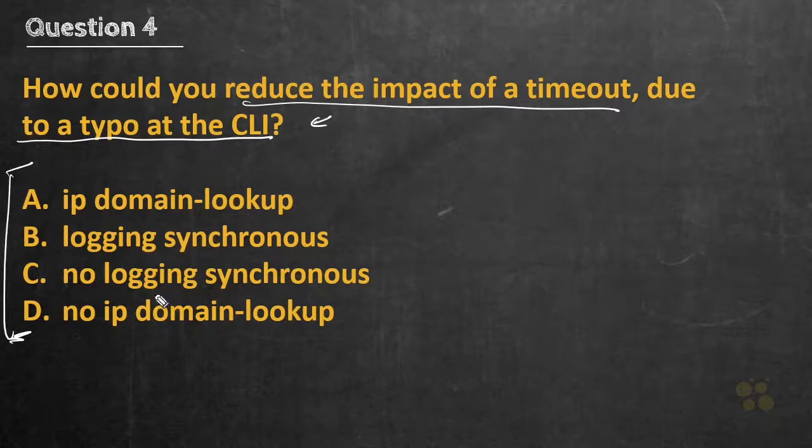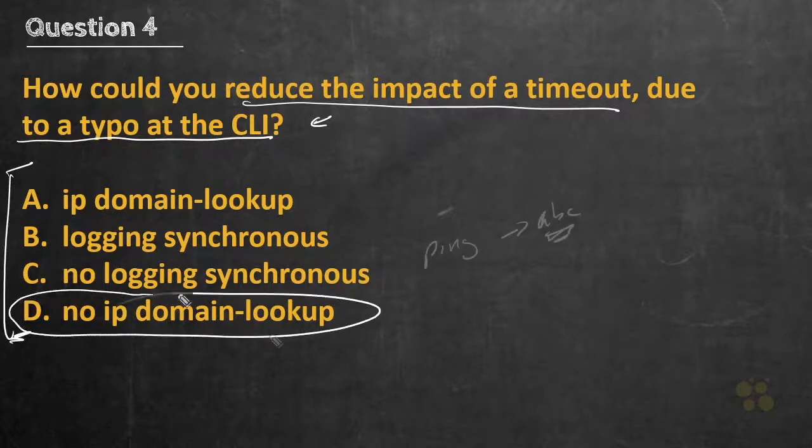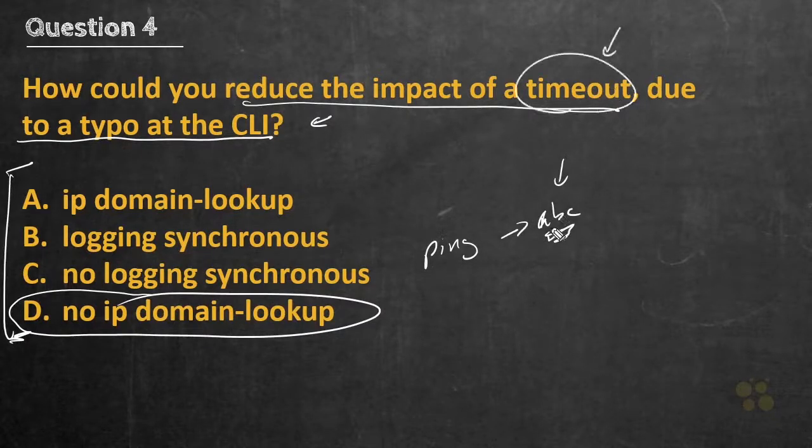And the answer here is D, no ip domain-lookup. So if we did a ping to ABC, literally that we typed in ABC, it would try to resolve that to an IP address, and that's going to cause a timeout. So we can avoid that completely without having to do a break or anything else, just by issuing the global config command no ip domain-lookup, which tells the router, hey, don't bother doing DNS lookups.